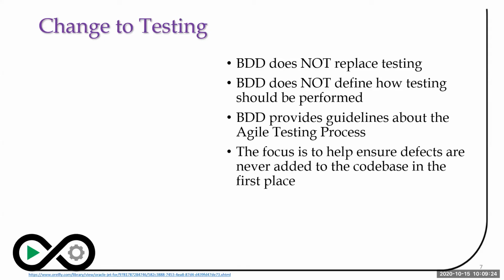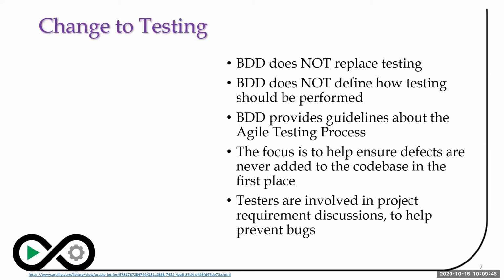And the focus for us is to ensure that defects are not added to begin with. Because we have the context of multiple team members providing their insight into the requirements writing process, we identify, before we start work on that actual story, any issues we may have, discussions that need to occur, blockers that may exist, or dependencies. So it's important that testers are involved in those requirements discussions up front to help prevent those bugs.